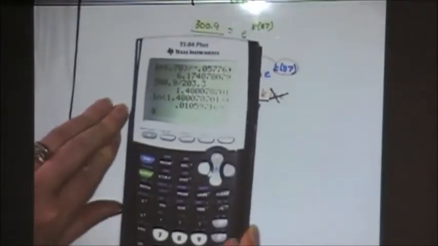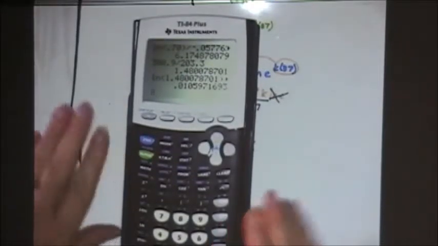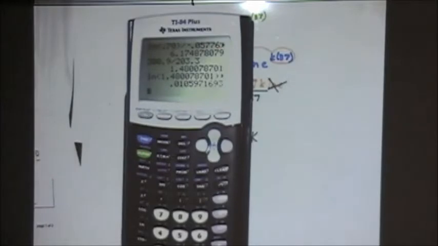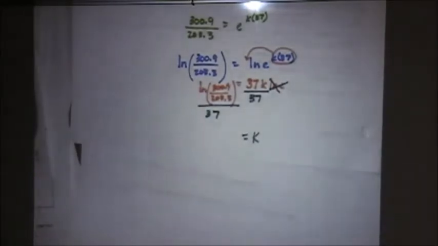Now, it's 0.105971. I think they usually say round to 3 decimal places, so this would be 0.011. But again, you can leave it in your calculator. That's my k value.